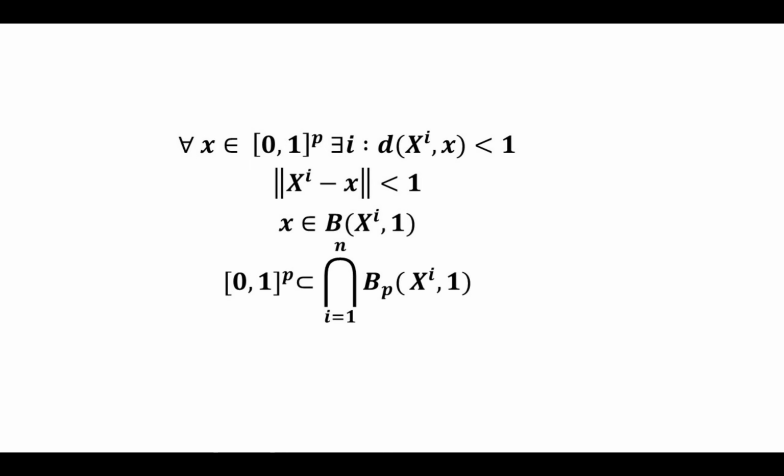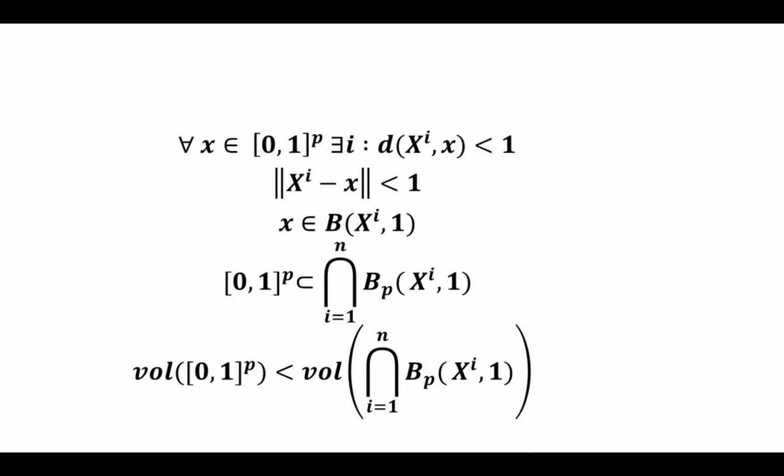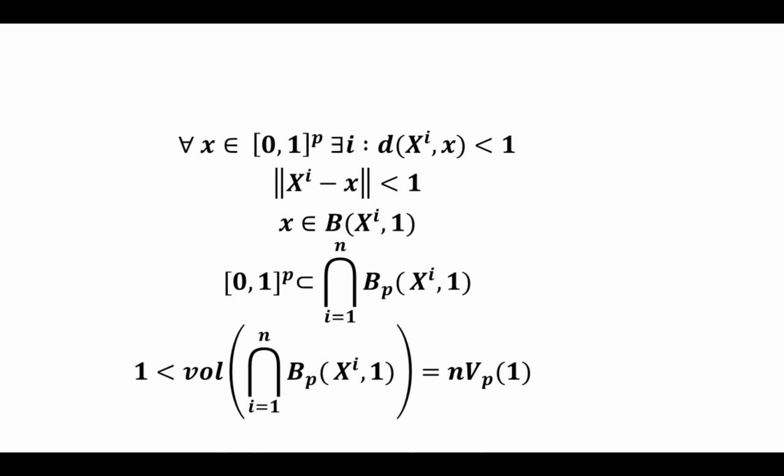Since every point generated is inside the unit ball, that means that all the points inside the Cartesian product of our interval are inside the intersection of the balls. That means that the volume of our pool used to generate the data is smaller than the volume of the intersection of unit balls. The former is equal to 1 since the intervals all have length 1, and the second is n multiplied by the volume of the unit ball. We added the parameter p to the ball to pinpoint the dimensionality of the ball.